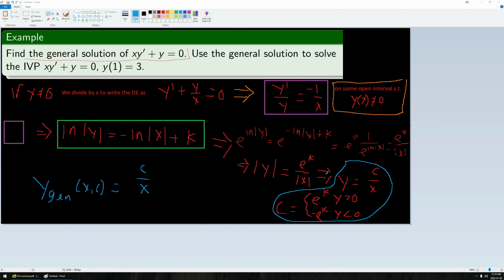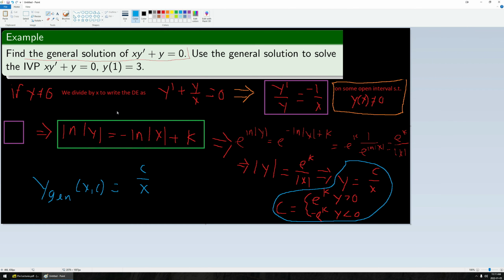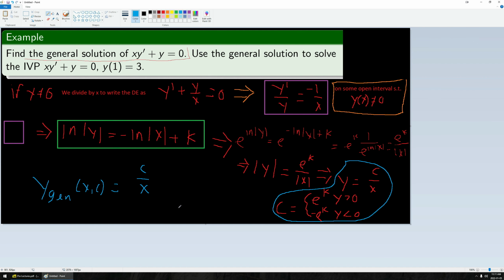So what have I shown by doing all of this work? Well, if I go back up here, I've really shown that if I have some solution on some non-trivial interval, then there's going to exist some c such that my solution is equal to this. Why have I shown this? Well, I've shown, hey, this thing is reducible exactly to these equations here, which simplifies to this. So if I have a solution, it has to be of this form. On the other hand, I now need to show that for any fixed value of c, this y-gen that I found is a solution to this on some non-trivial interval. So how do I go about doing that?